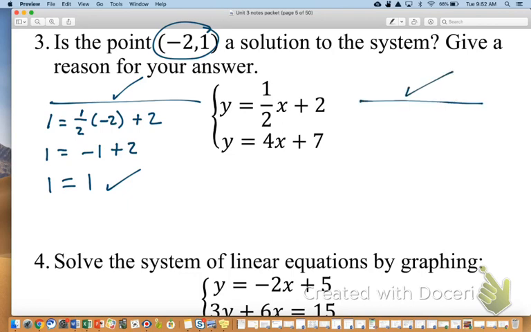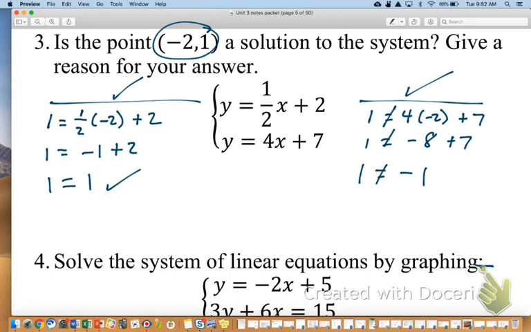So this is y equals 4x plus 7. So this would be 1 equals 4 times -2 plus 7. 4 times -2 is -8. And -8 plus 7... Oh, wait a minute. Does 1 equal -1? No. So these were all false, weren't they? So I'm going to put that little slash through the equal sign.